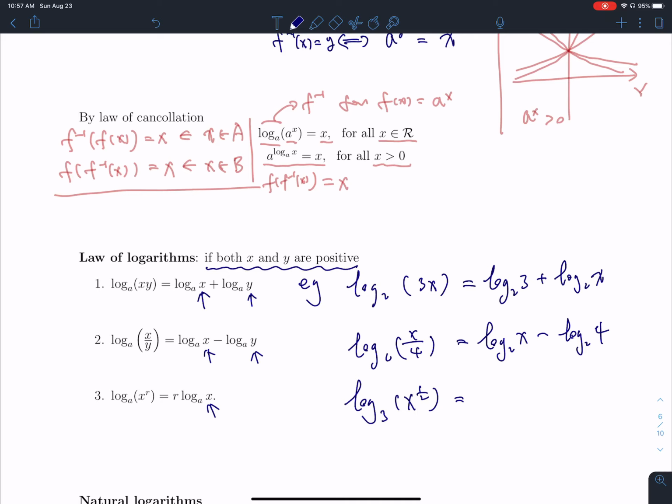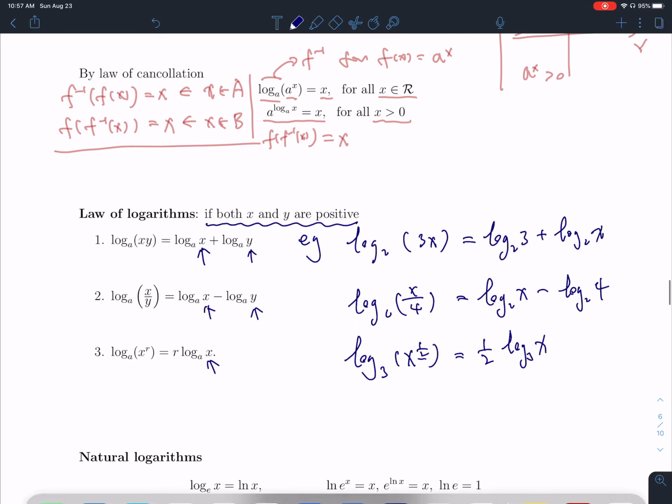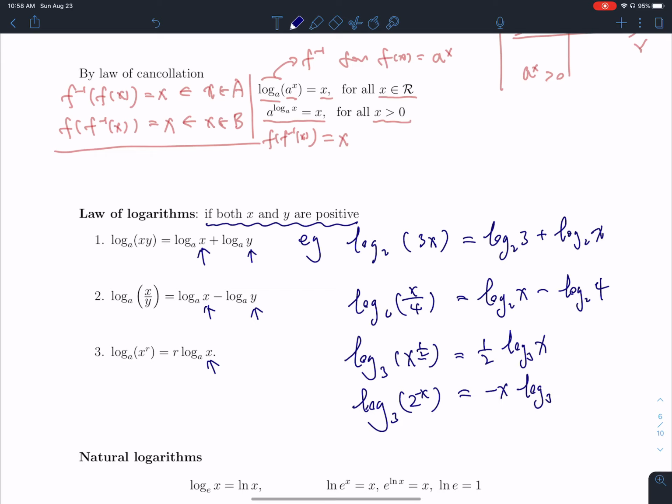Remember, here, this 1/2 is indeed the power of x, so we can move this 1/2 in front of the logarithm. And similarly, if you have log base 3 of 2 to the power of negative x, let's say, then if x is any real number, what we can do is we can write log base 3 of 2.